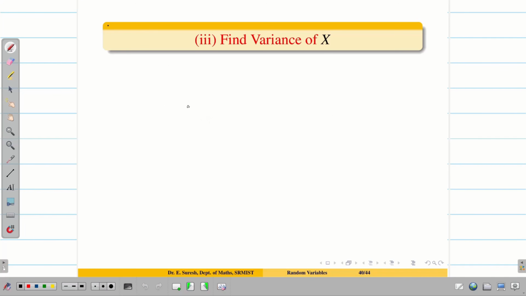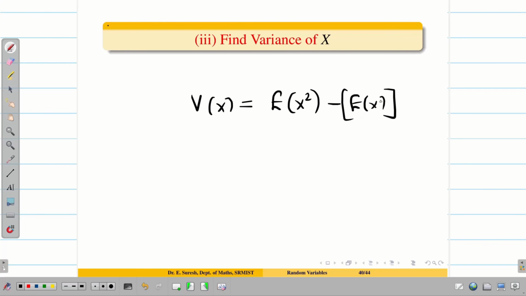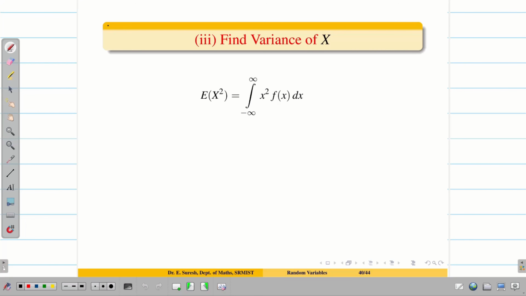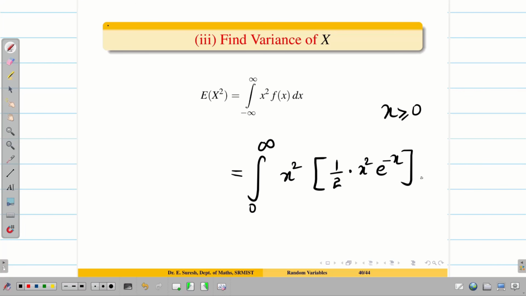Next we have to find the variance. To find the variance, the formula is E of x square minus E of x whole square. We have E of x in our hand. We have to find E of x square. It is obvious E of x square is the integral from minus infinity to infinity of x square into f of x. Since x is greater than or equal to 0, I can write this as the integral from 0 to infinity of x square, and the function is k, that k value is 1 by 2, into x square e power minus x dx.